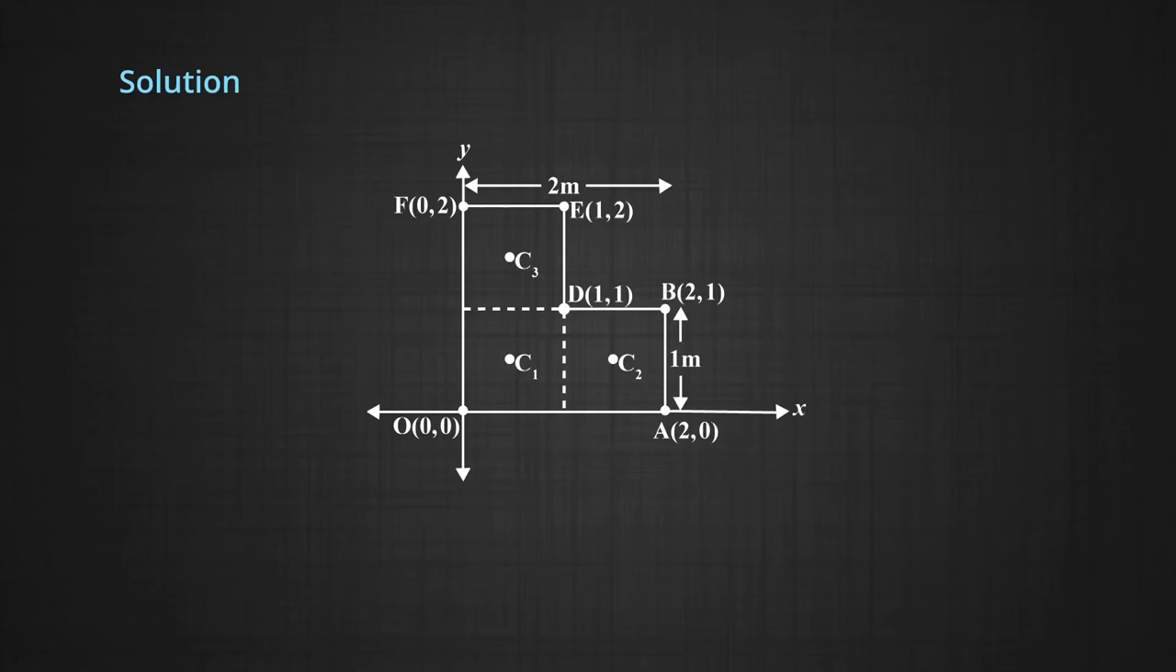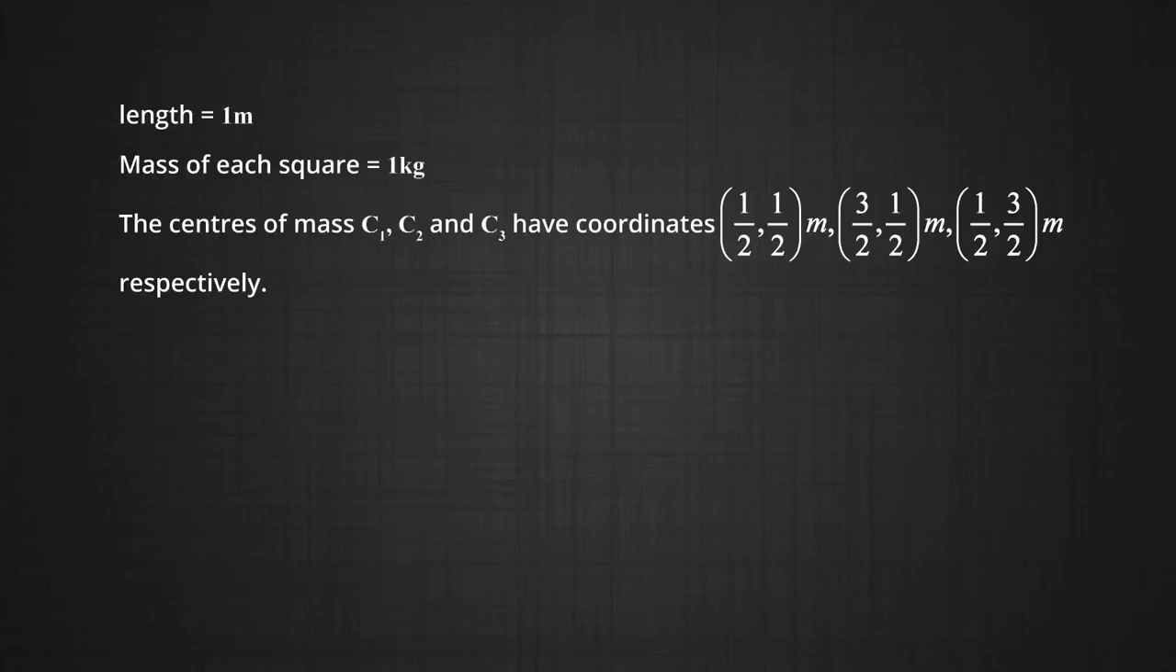Solution: choosing the x and y axes along the length and breadth of the given L-shaped lamina as shown in the figure, we can have the coordinates of the vertices of the L-shaped lamina in the figure. We can also think of the L-shape to consist of actually 3 squares each of length 1 meter. The mass of each square is then 1 kg by the symmetry. The centers of mass for each square will be at C1, C2 and C3. They are geometric centers and they have the coordinates half comma half meter, 3 by 2 comma half meter and 1 by 2 comma 3 by 2 meter respectively.